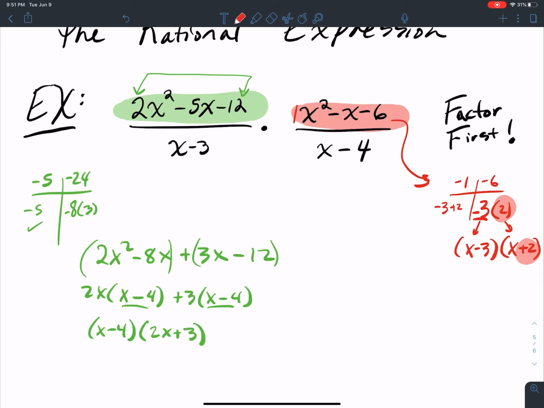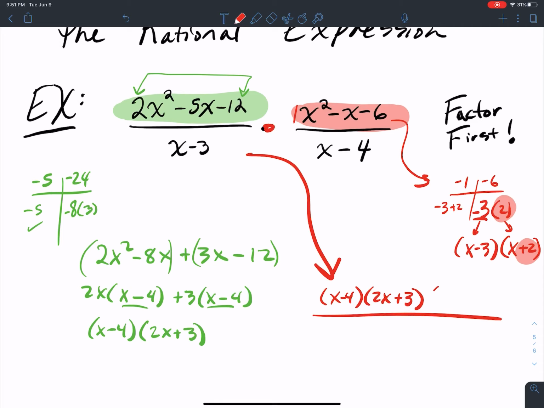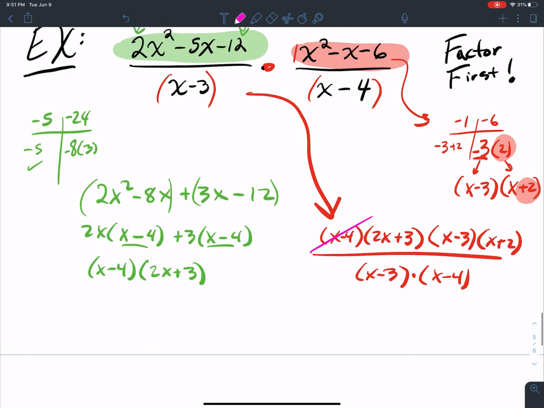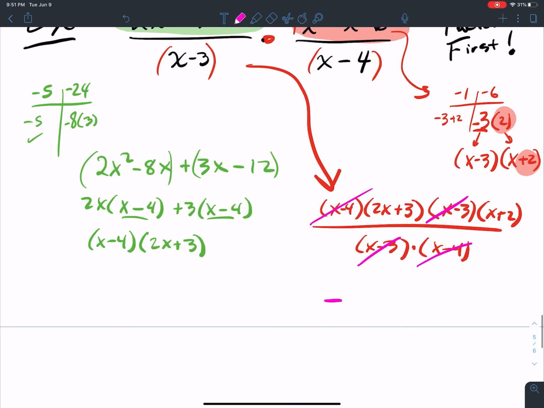Okay? So I'm going to rewrite this down here. So I've got x minus 4 times 2x plus 3, and then multiplied by x minus 3 times x plus 2, all divided by x minus 3 times x minus 4. Is there anything that will simplify? I think so. X minus 4 cancels x minus 4, and the x minus 3 cancels the x minus 3 there. So what am I left with? I'm left with 2x plus 3 times x plus 2.